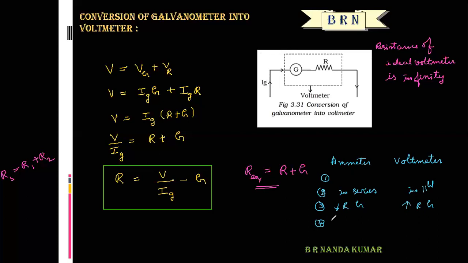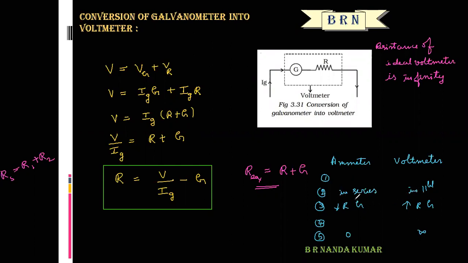A galvanometer can be converted into an ammeter by connecting a low resistance in parallel with the galvanometer. A galvanometer can be converted into a voltmeter by connecting a very high resistance in series with the galvanometer. The resistance of an ideal ammeter is zero. The resistance of an ideal voltmeter is infinite. So what are the differences between ammeter and voltmeter? One is used to measure current flowing in a circuit. The other is used to measure potential difference across any branch of the circuit. The ammeter is always connected in series. The voltmeter is always connected in parallel across any branch of the circuit.